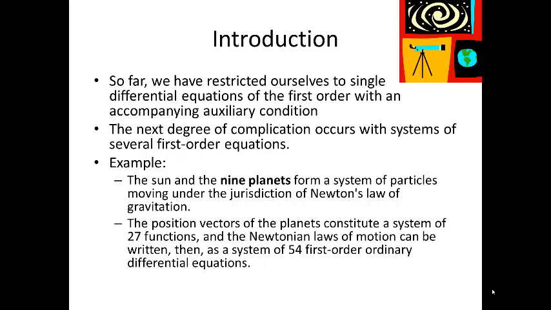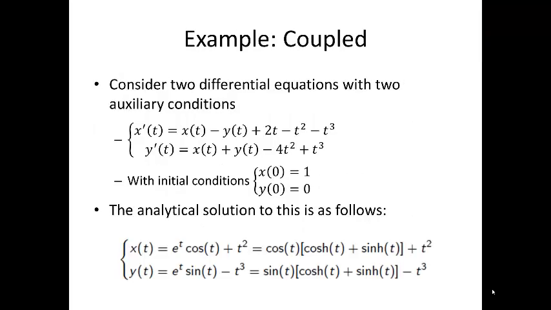For example, the Sun and 9 planets form a system of particles moving under the jurisdiction of Newton's laws of gravitation. Position vectors of the planets constitute a system of 27 functions, and Newtonian laws of motion can be written then as a system of 54 first-order ordinary differential equations. In principle, the past and future positions of the planets can be obtained by solving these equations numerically. Well, let's look at something a little bit more modest.